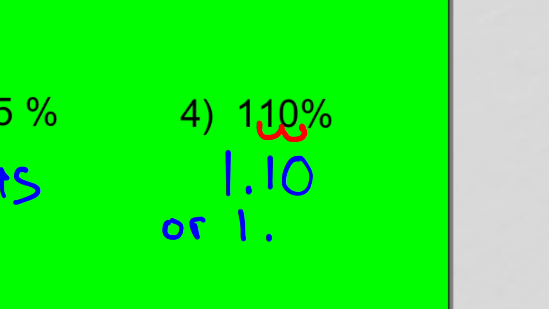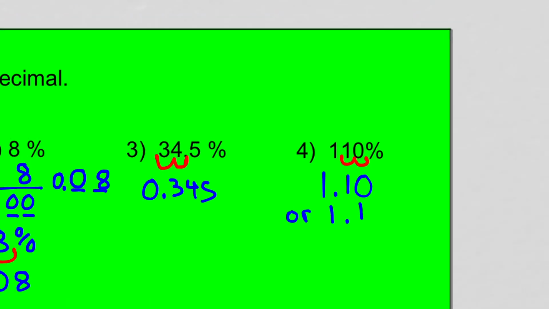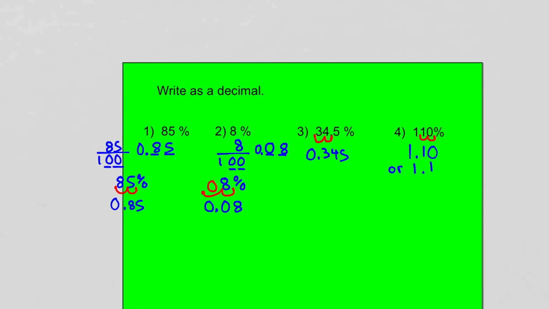And then number 4, 110%. Even though I don't see it, there's a decimal after the 0, and I will mentally shift it 2 spots to the left. It ends up between the 2 ones, and I'm left with 1 and 10 hundredths, or I don't need that 0 on the end. I can just write 1 and 1/10. So that's how you write a percent as a decimal.